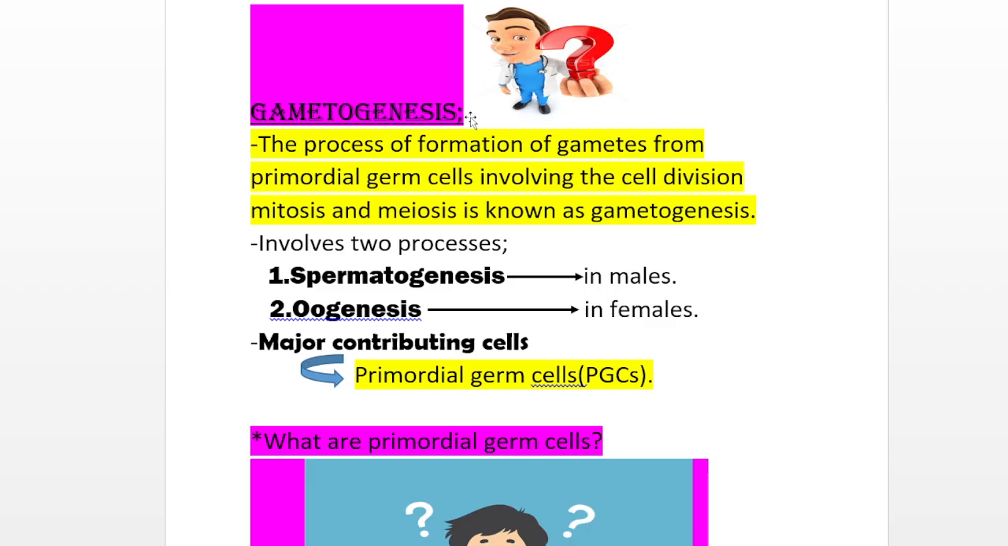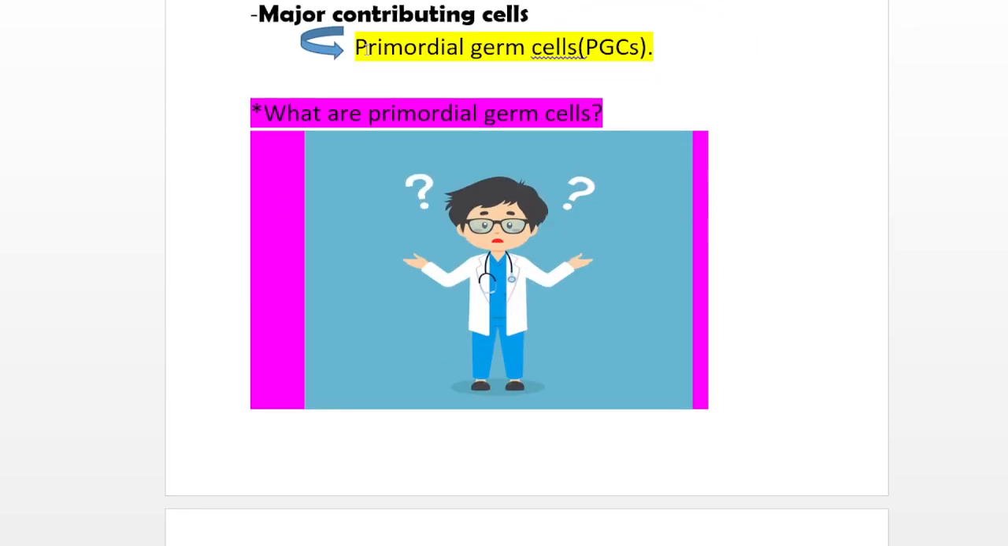So gametogenesis involves two processes: spermatogenesis in case of males and oogenesis in case of females. Spermatogenesis occurs in the male as a part of gametogenesis, and oogenesis occurs in the female body as a part of gametogenesis. Now we have to understand what primordial germ cells are.